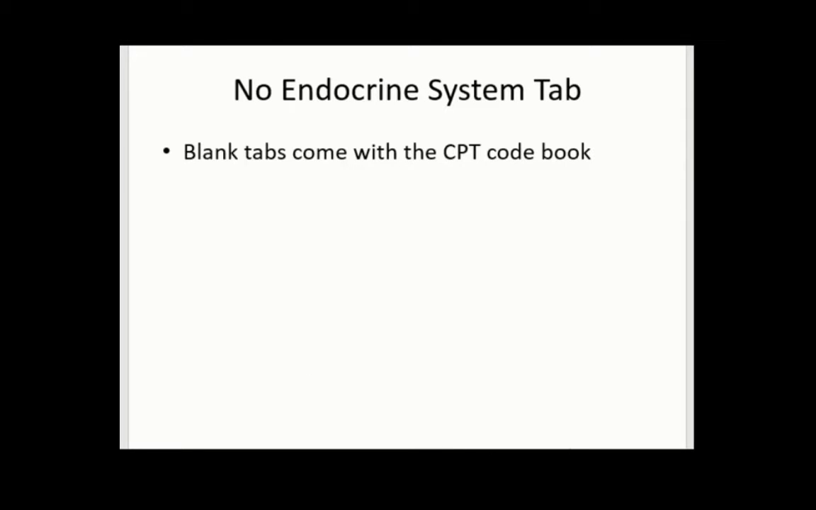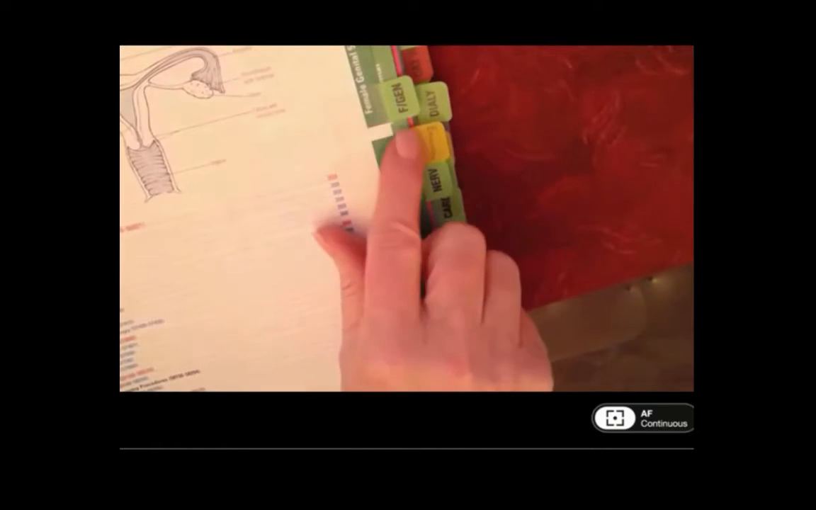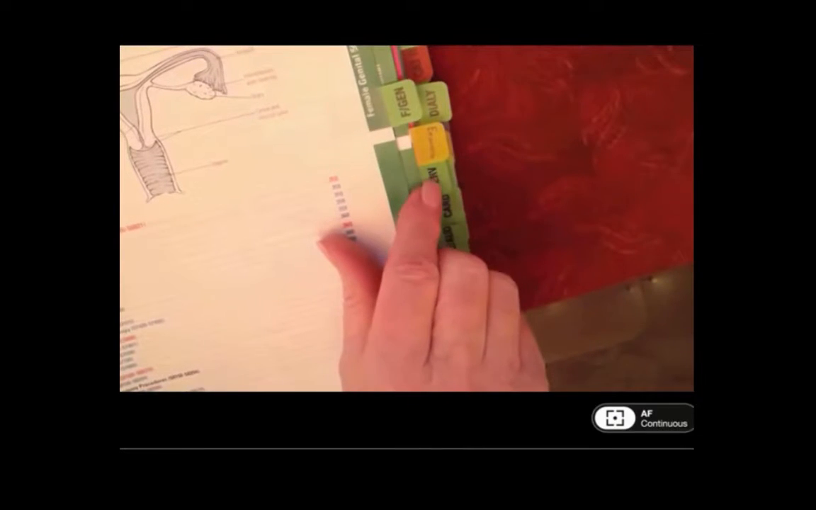So what I suggest doing is just using some of those blank ones that are with your packet of codes and writing, like this one says endocrine. And it is just after the female genital system. So I have it between the female genital system and the nervous system. Just a little code there. And it's referring to these few codes in the endocrine system.